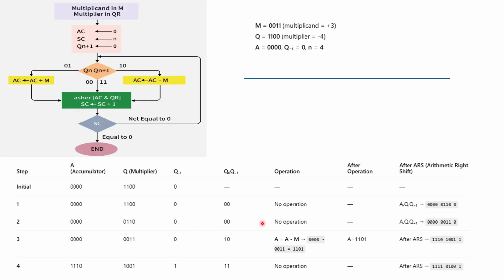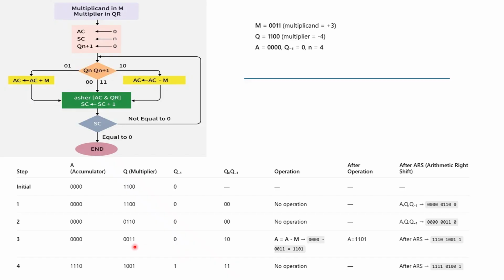So both are 0. Again, no operation, just right shift. So A is all 0, and then this 0 will be shifted here, giving 0 0 1 1, because now this 0 will be shifted to the Q minus 1 position.